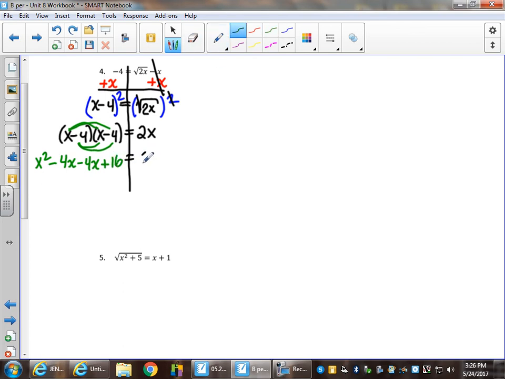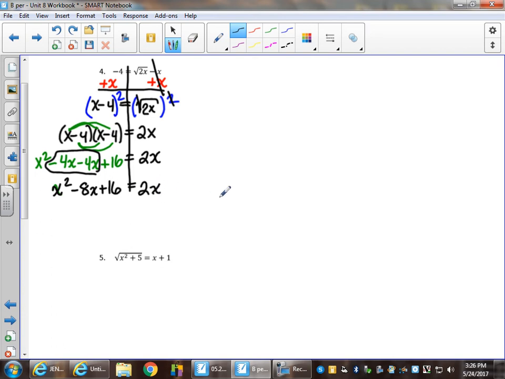So what is written in green came from our distributing work. I see that I can combine like terms, so that's what I will do next. So I have x squared minus 8x plus 16. I didn't actually mean for that to be in green, so let me do that again. X squared minus 8x plus 16 equals 2x.